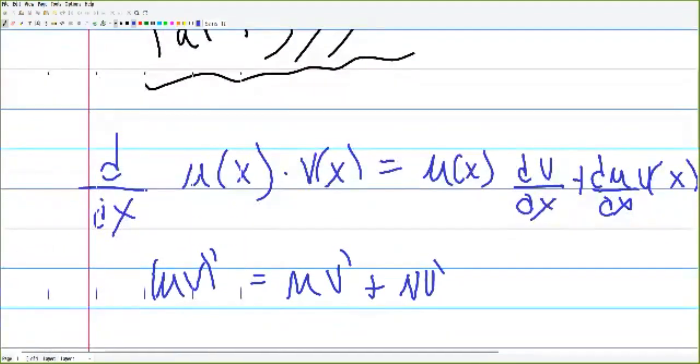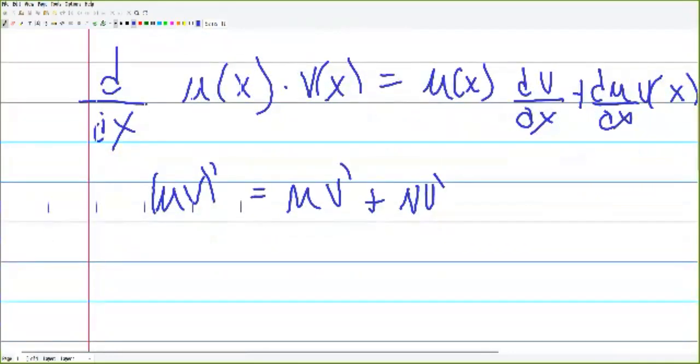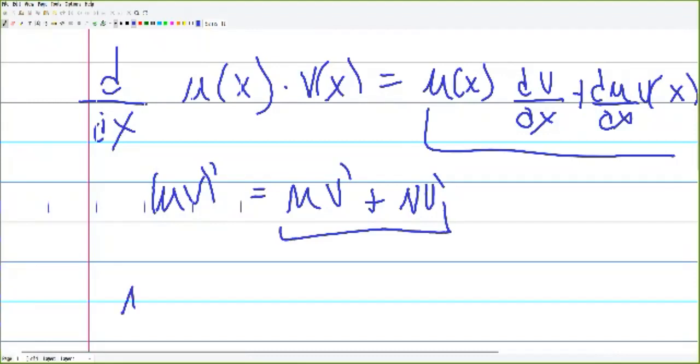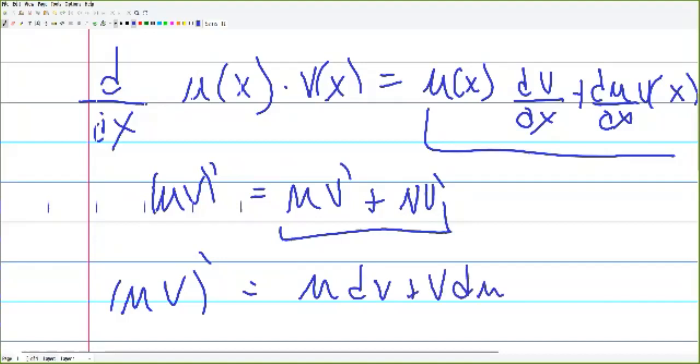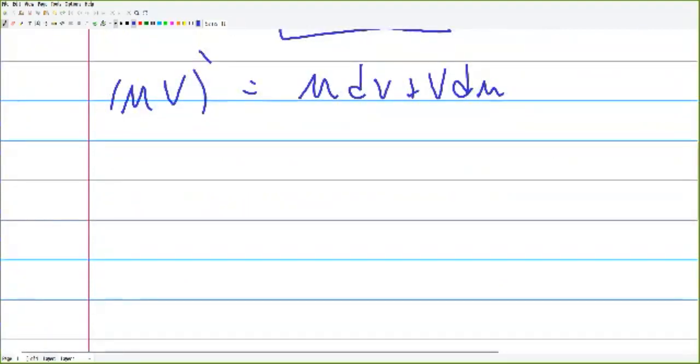So what we're going to do now, we're going to write it this way. So (uv) dash is equal to u dv plus v du, and we can just take the dx out. What we're going to do is integrate on both sides.